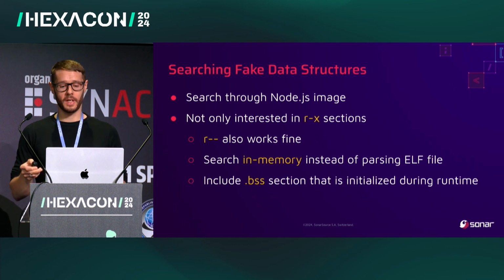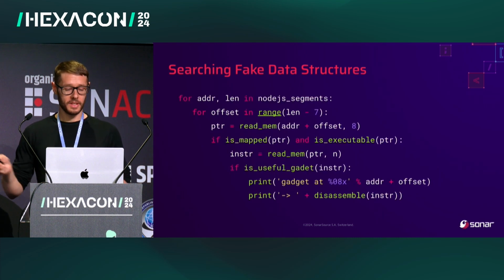This way, we can also find data structures that were only created during runtime in the BSS section, for example. This may lead to false positives or environment-specific structures, but it increases our chance of getting useful findings, which we can verify manually. A basic implementation of this in-memory search for fake data structures is actually pretty straightforward. Here's a simplified Python script.